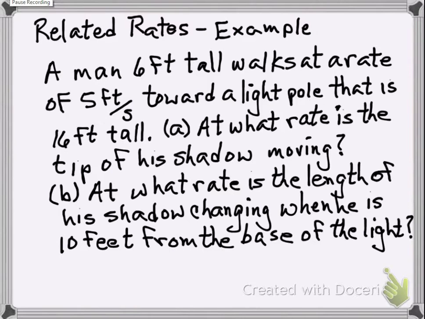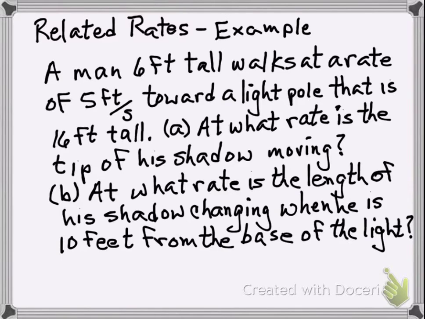So here's a typical related rates problem, the kind that you may see. It says a man 6 feet tall walks at a rate of 5 feet per second toward a light pole that is 16 feet tall. So the first question is, at what rate is the tip of his shadow moving? And B, at what rate is the length of his shadow changing when he is 10 feet from the base of the light?